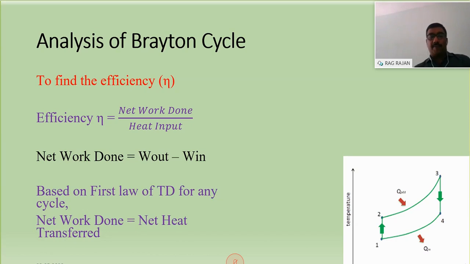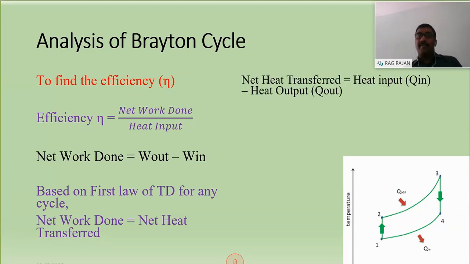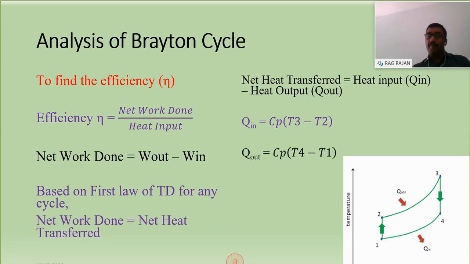Based on the first law of thermodynamics for any cycle, net work done is equal to net heat transferred. You have studied this as the first law applied to a cycle. Here the net heat transferred is equal to heat input minus heat output, or Q in minus Q out. What is Q in? Q in is related to the constant pressure process 2 to 3. For any constant pressure process, heat is equal to mCp delta T. So for unit mass flow rate, Q in is equal to Cp into T3 minus T2.